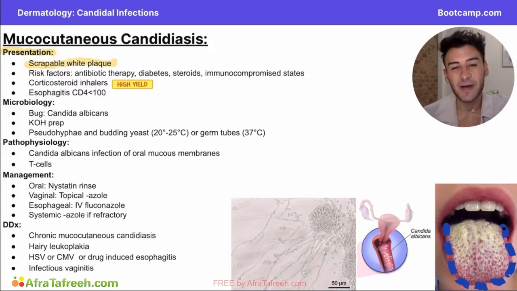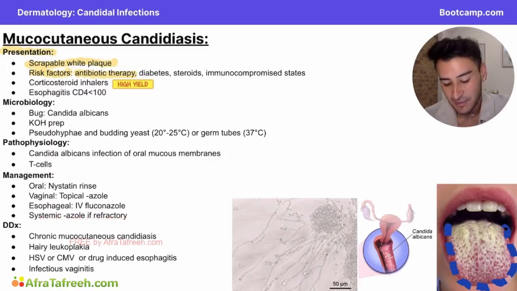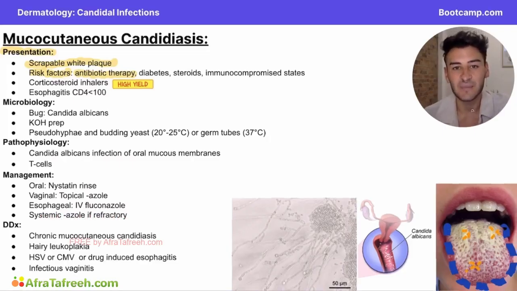Let's talk a little bit about who gets our mucocutaneous candidiasis infections, because this is going to be just as important in question vignettes. So in terms of risk factors, the first one let's talk about is going to be antibiotic therapy. And antibiotic therapy is going to be a big risk factor. Normally in our mucous membranes, we have flora that are living in harmony together. And these are going to include things like various bacteria and various fungi, one of them being Candida. And in my picture here in orange, I'm going to annotate that these are Candida bugs. So Candida is going to be a normal flora of our mouth.